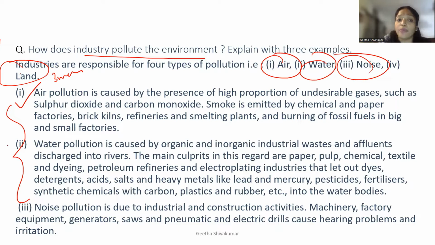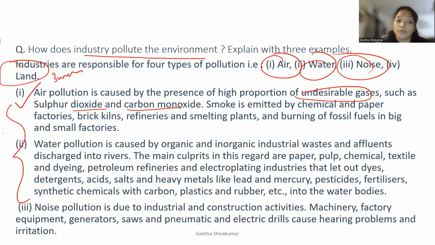So let's start with air pollution. What is air pollution? When toxic chemicals are mixed with the air, that is called air pollution. Mainly it is the undesirable gases found in the air, such as sulfur dioxide and carbon monoxide. What are the different measures you can take to control air pollution? The vehicles need to be checked properly. The industries should set up chimneys, and check what type of smoke is coming from the industry. So these can all be the checkpoints.